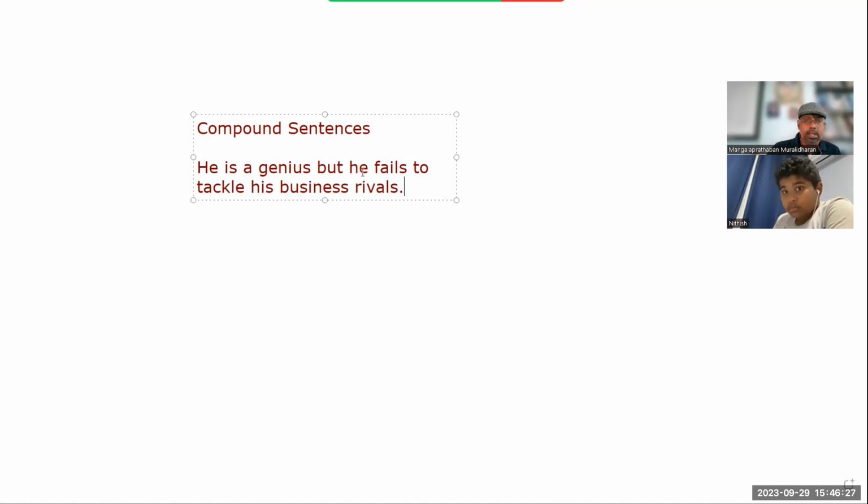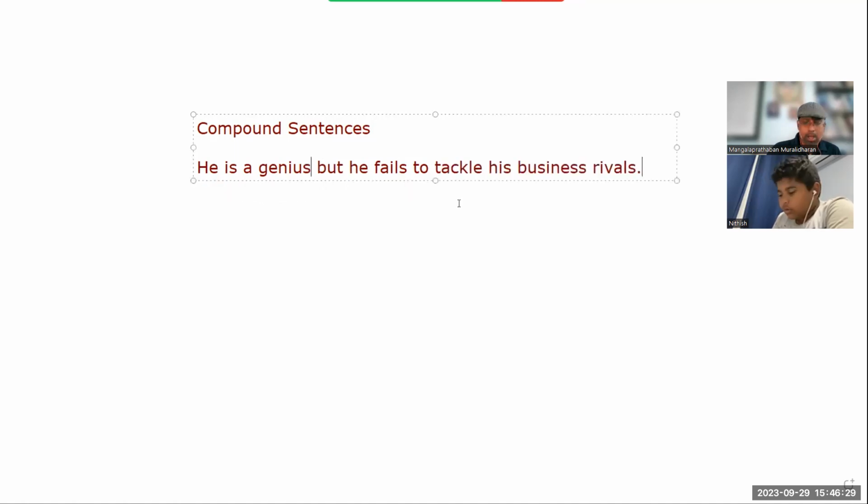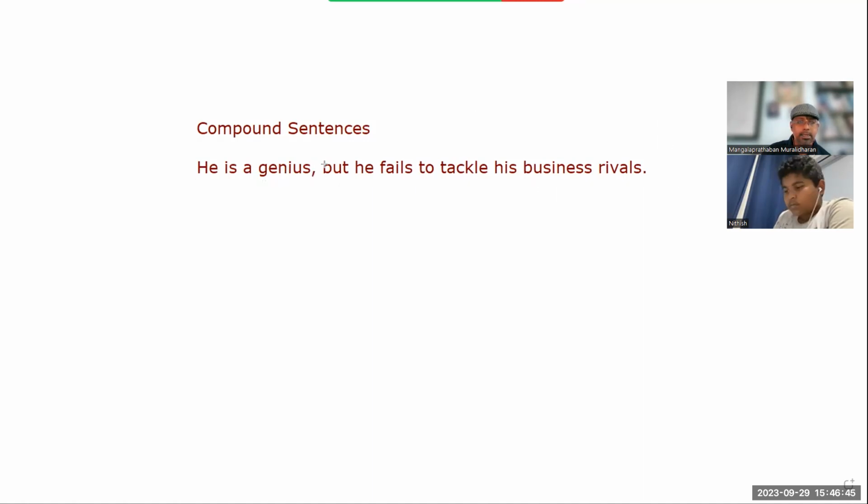Okay. And then what do? I put a comma here, but he fails to tackle his business rival. Right. So look at this. Here again, I'm going to use this particular "but". Look at this, "but" is here. This one.